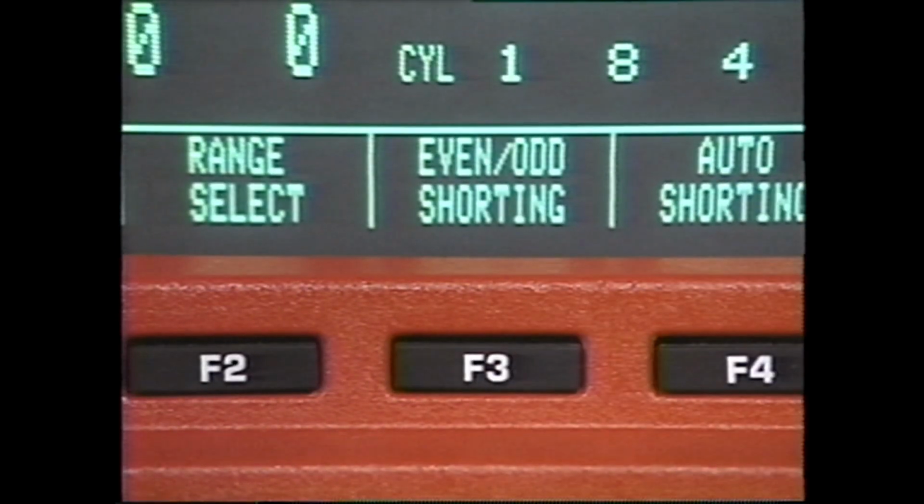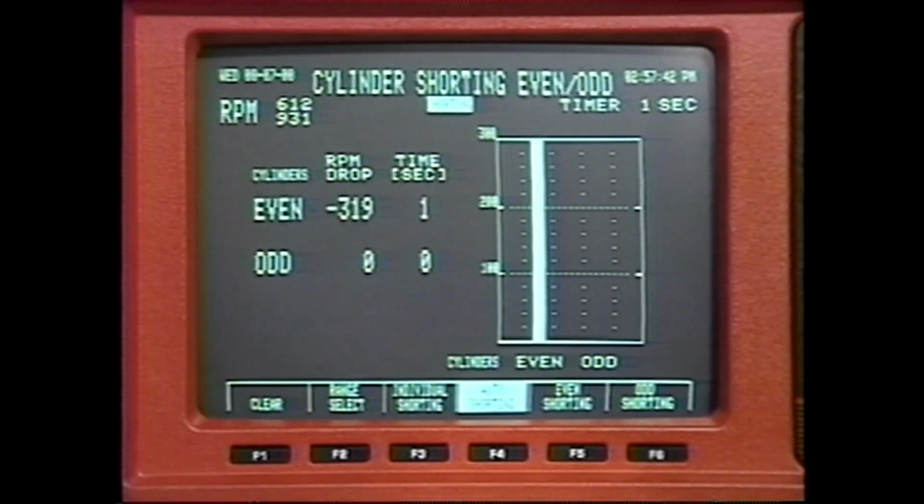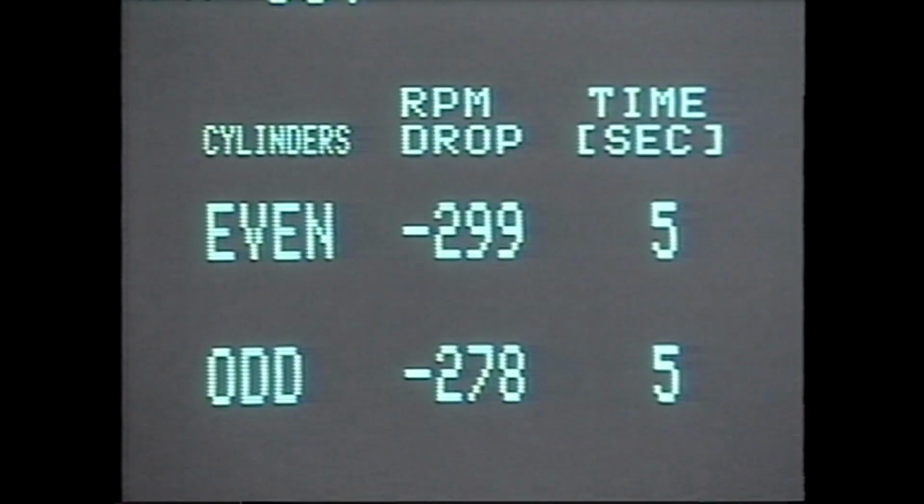Use the even-odd shorting screen to do a carburetor balance test on engines that have multi-bore carburetors or have dual injector throttle body injection and a dual plane intake manifold. This will show you if the primary bores are doing an equal job of supplying the air-fuel mixture. The RPM drop for even and odd cylinders should be about equal.